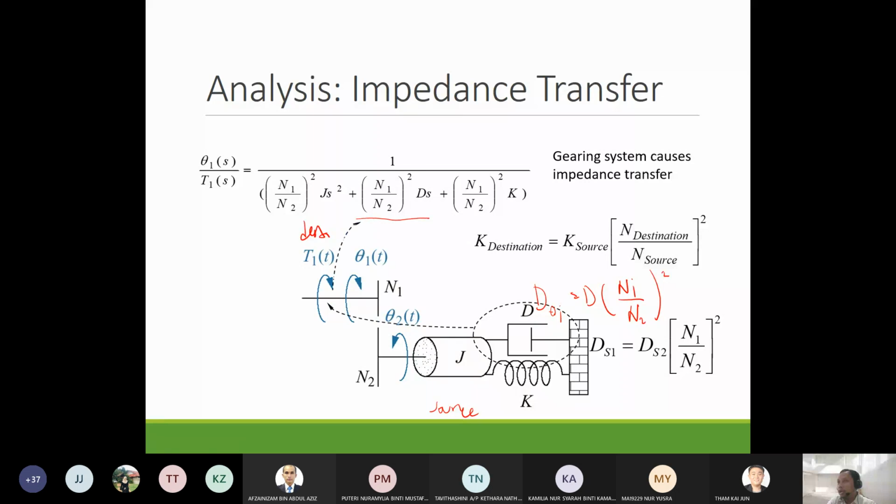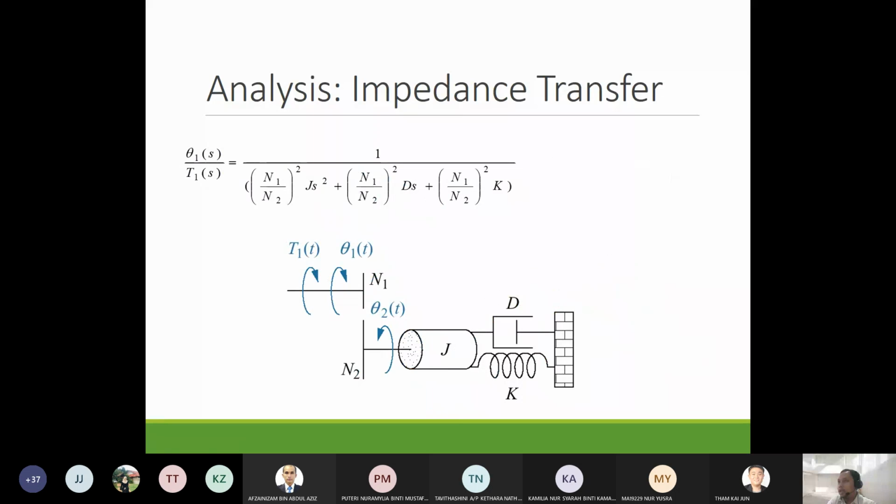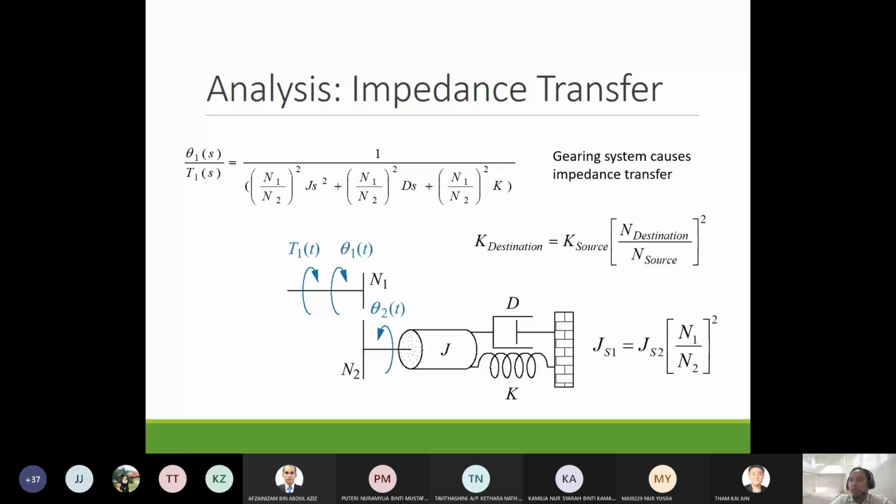And then similar for the inertia. Inertia is located on theta 2, so we need to apply the impedance transfer formula. What this example actually shows is that you can find theta 1 over T1 without doing the free body diagram steps, the steps from identifying input and output until calculating the transfer function. You can just use this concept, just transfer the impedance. And later we will see an example, maybe this Wednesday.